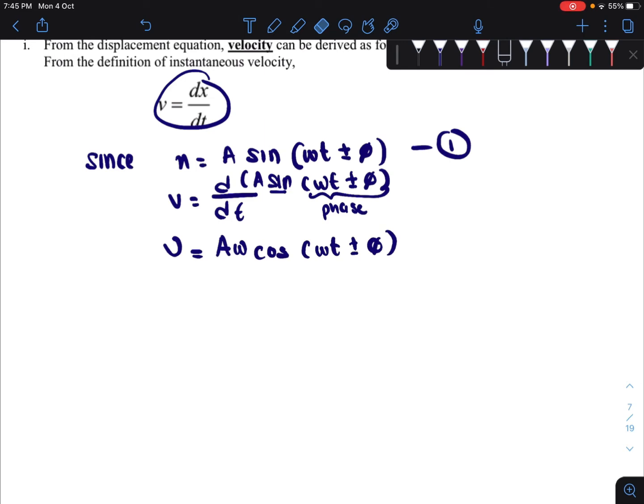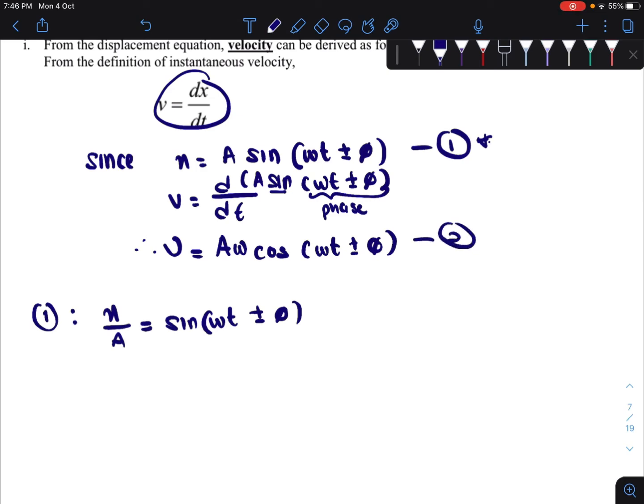Next, we have our equation for velocity. This is the equation for velocity here. We can also get another equation for velocity, by rearranging our first equation. This is your first equation, and you are going to rearrange it. Your first equation becomes x, bring A to the left, and you get sin(omega t plus or minus phi).